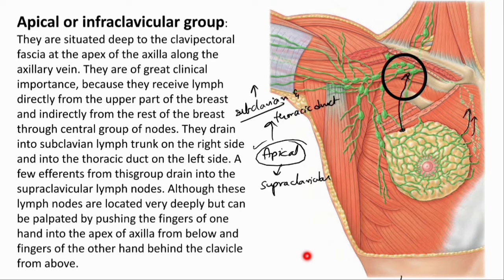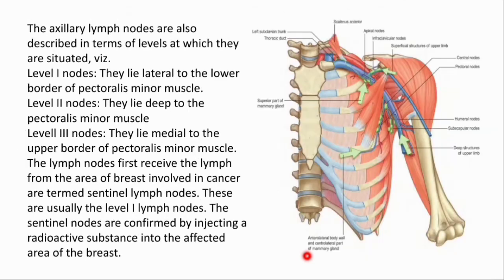Subclavian trunk on the right side, this is the lymph trunk, and thoracic duct on the left side. And here is another type of classification of axillary lymph nodes. Here, based upon the location, these are also divided into level 1, level 2, and level 3.